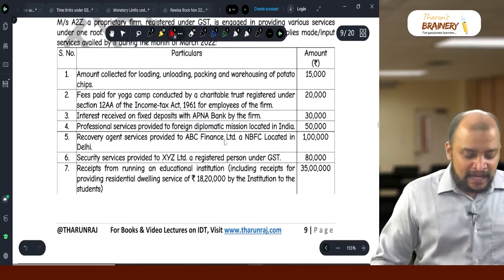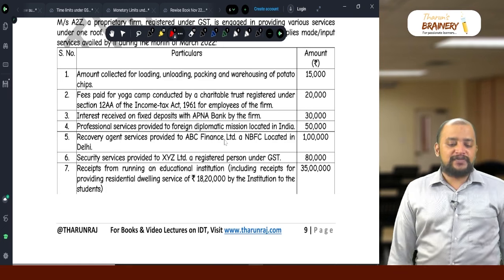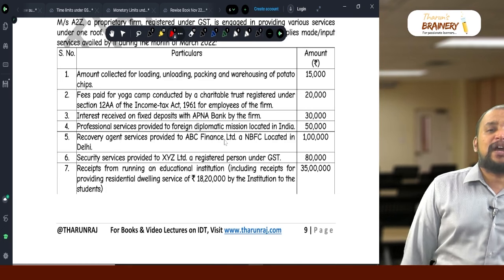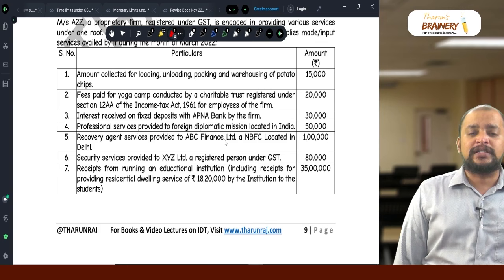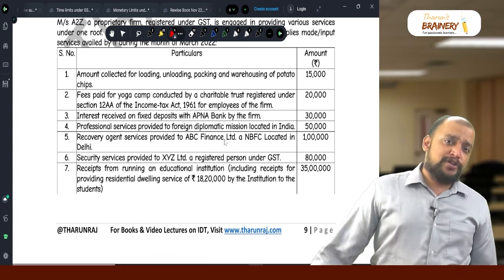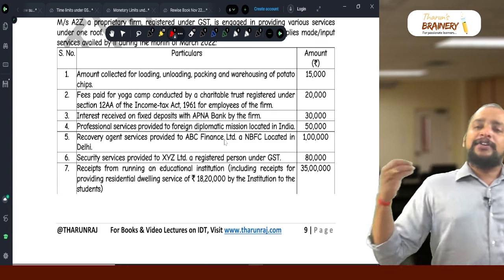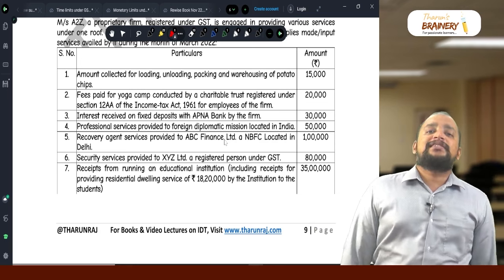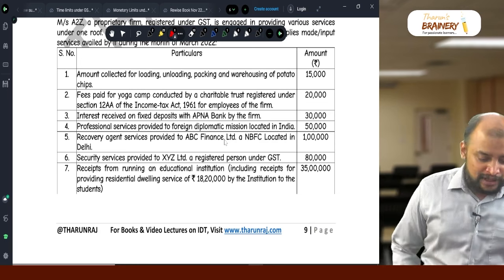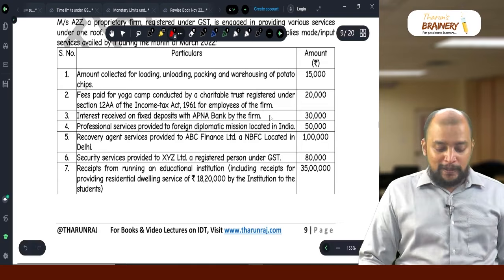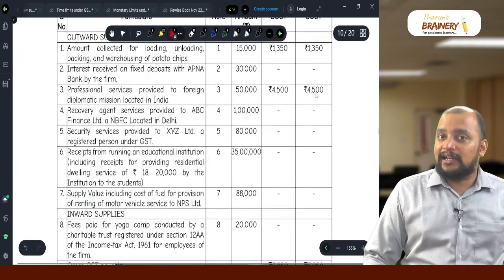Then next, interest received on fixed deposits with Apna Bank by the firm. Services by way of accepting deposits or advancing loans, where the consideration is represented by way of interest or discount, are exempted. So therefore this interest on deposits will be exempted. So no need to pay GST on 30,000.